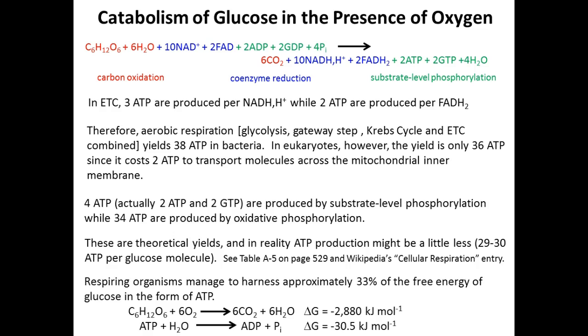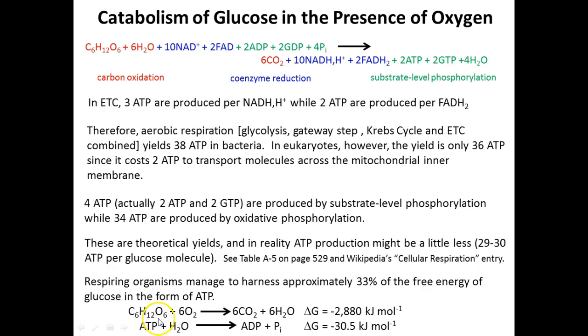So glucose plus oxygen will yield about 6 carbon dioxide molecules and about 6 molecules of metabolic water. Theoretically, about 2,000-ish kilojoules per molecule.